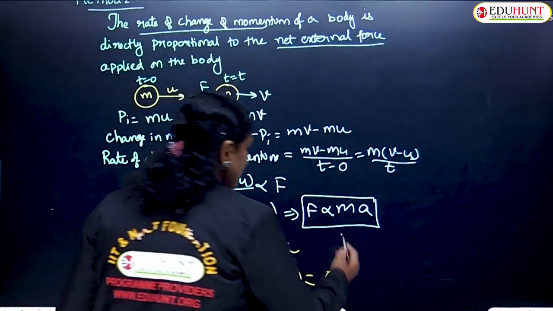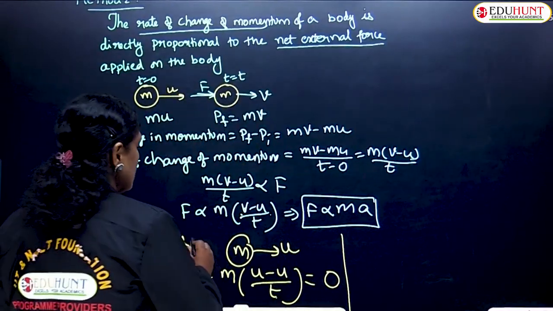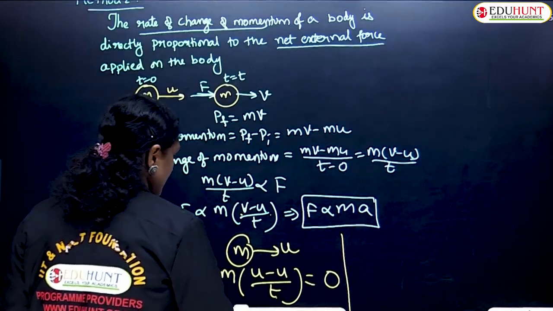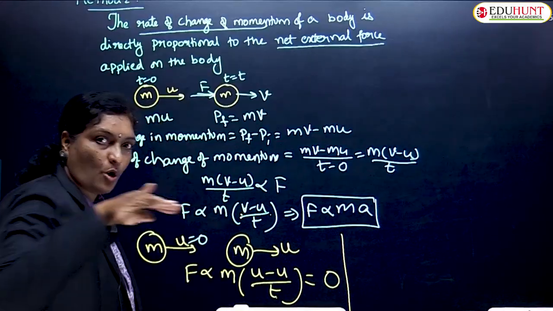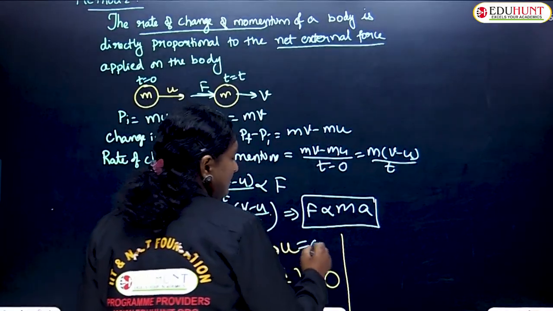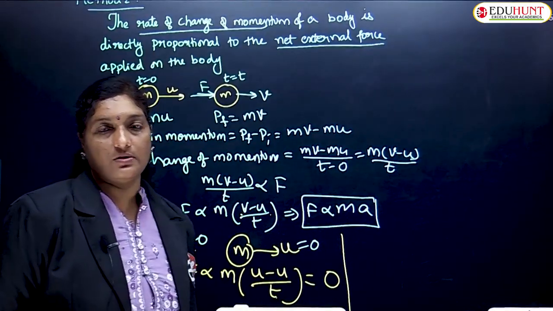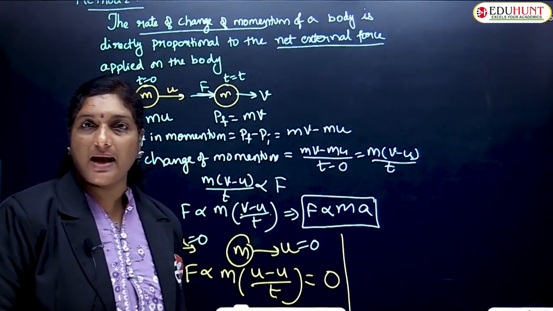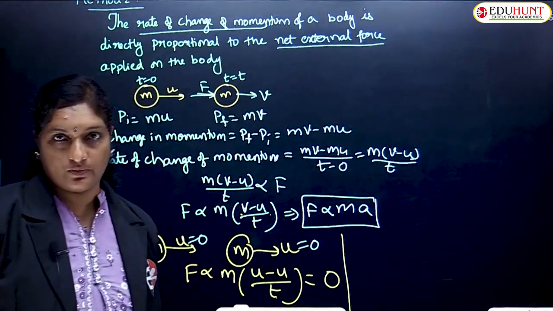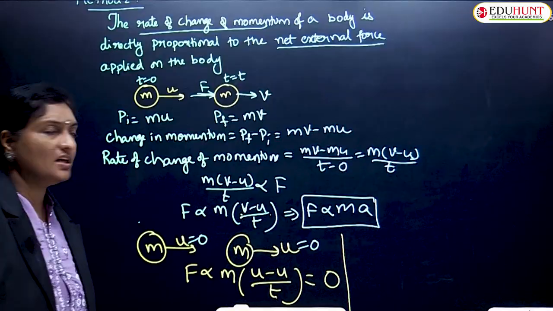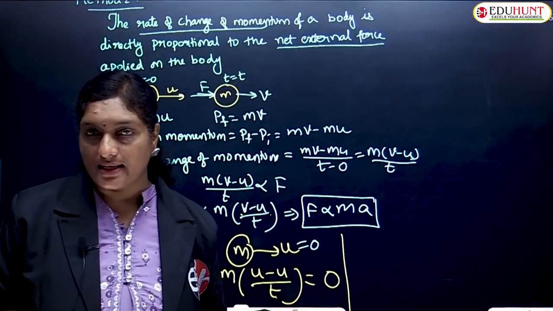Similarly, let me also conclude with the second case. Suppose the initial velocity of the body is 0. Then if no force acts, the final velocity of the body will also be 0. Then 0 minus 0 is 0, 0 upon t is 0, 0 into mass is 0. So in that case also we have F equals 0. Initial velocity 0, what does it mean? The body is at rest. So finally also the body is at rest.